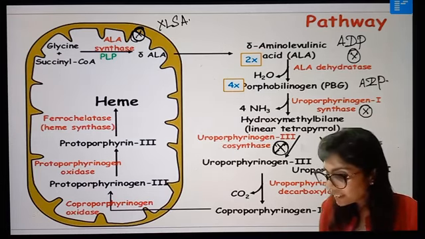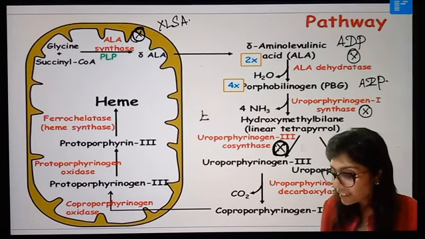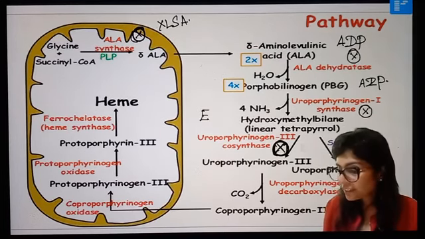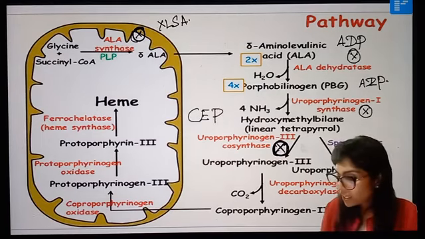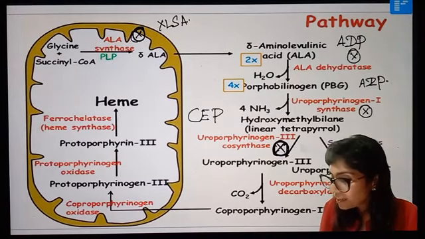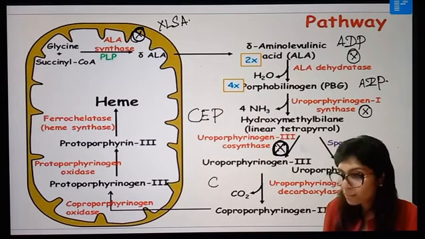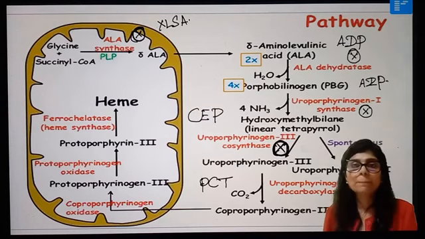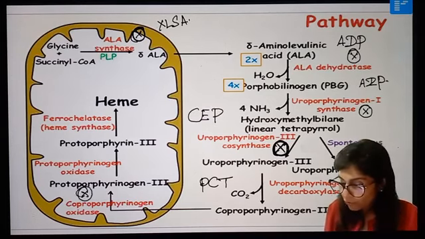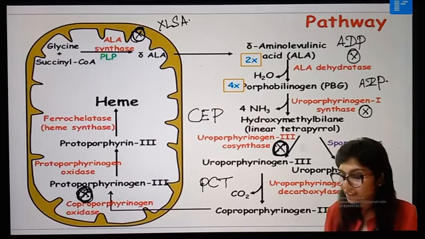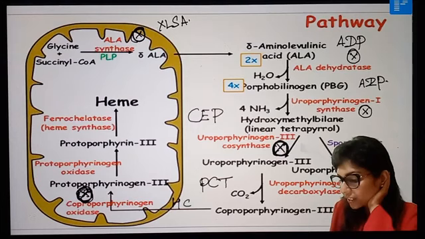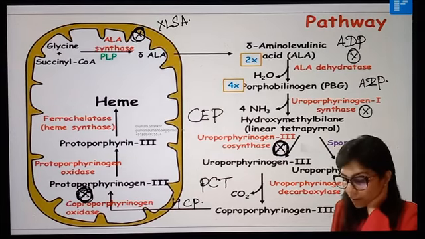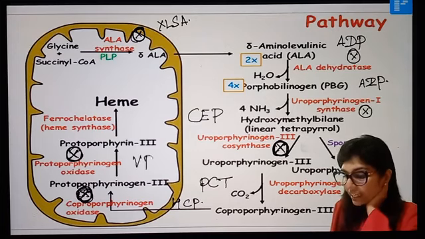Uroporphyrinogen 3 synthase defect. 3 and E sound similar. So 3 synthase defect causes congenital erythropoietic porphyria. Uroporphyrinogen decarboxylase defect causes porphyria cutanea tarda. Coproporphyrinogen oxidase defect causes, all of you answer, hereditary coproporphyria. Protoporphyrinogen oxidase defect causes variegate porphyria.